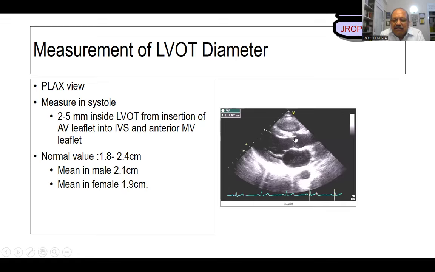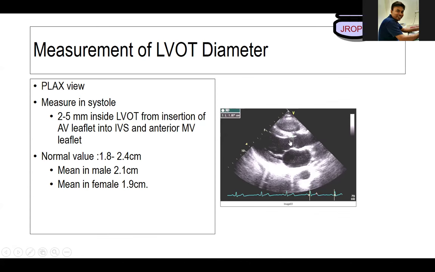So, at the beginning of systole, we see the right coronary cusp and non-coronary cusp. In the hinge point of the right coronary cusp and non-coronary cusp, this is my LVOT diameter. So if I have a diameter, I can calculate area. Diameter divided by 2 will give me radius. Then using pi r square, we get the area.